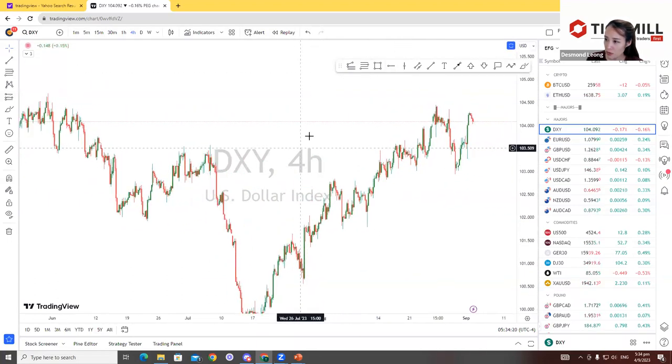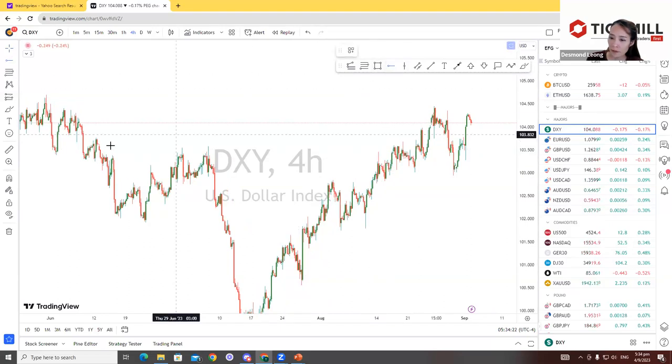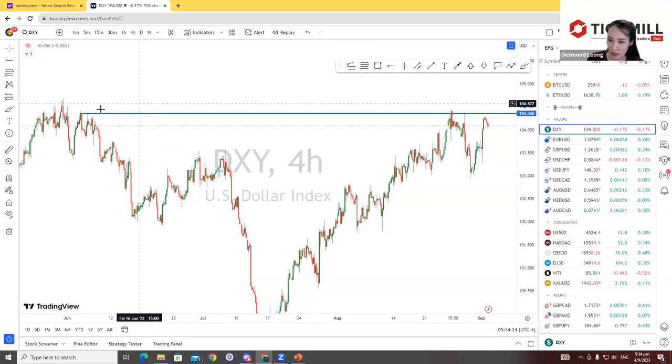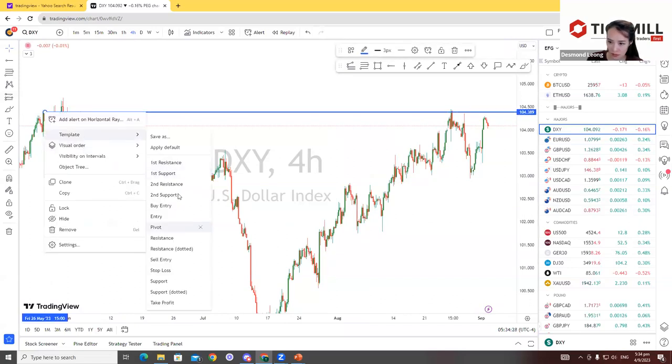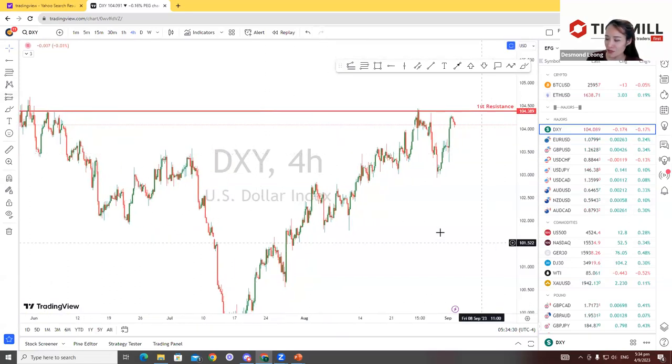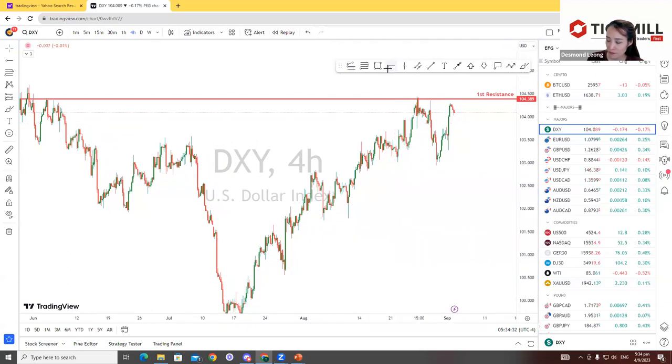Have you guys used Fibonacci? After I share with you how to use it, yes or no? You can share with me how your trading is so far.